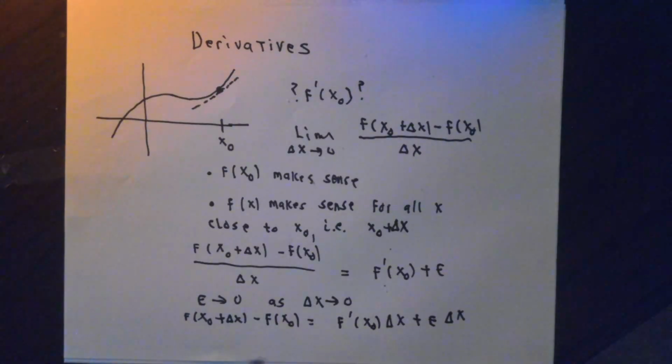In Calculus 1, you called this quantity delta y. You called that quantity dy. The usual limit definition is equivalent to delta y equals dy plus epsilon delta x, where epsilon tends to 0 as delta x tends to 0.